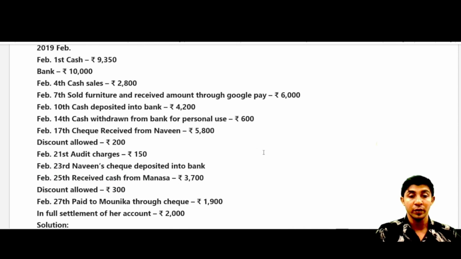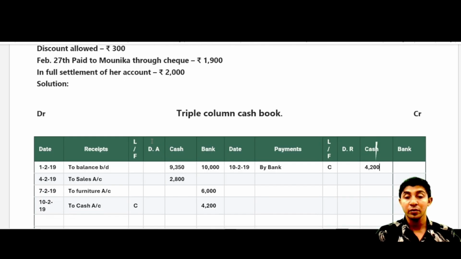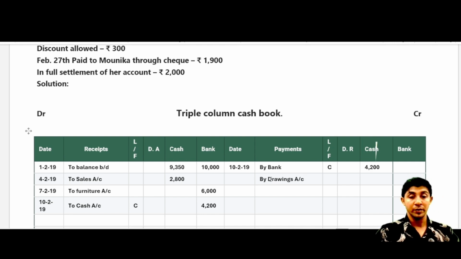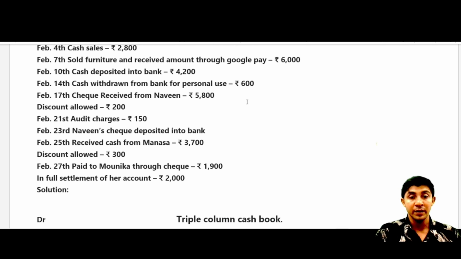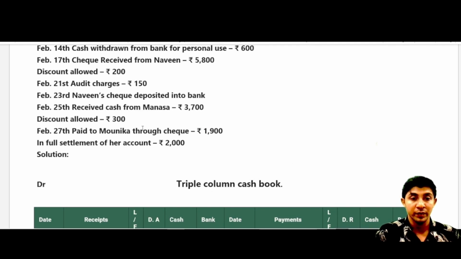Now let us move towards the next transaction, that is on 14th. Cash withdrawn from bank for personal use. Personal, private, domestic, what is this? Drawings. The owner is taking cash from the bank account, so money is going out of our business, and when money goes we have to record it on the payment side. Here we will write by drawings account. The date is 14th and the amount is 600. So in the bank column we write 600 and the date will be 14th of February 2019.